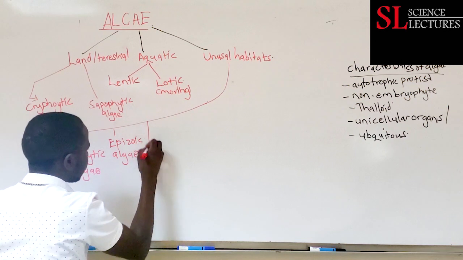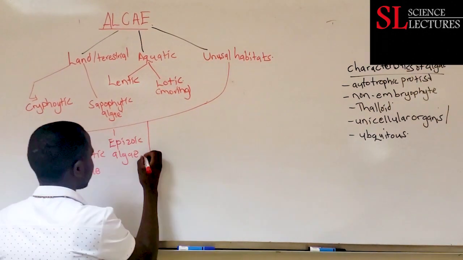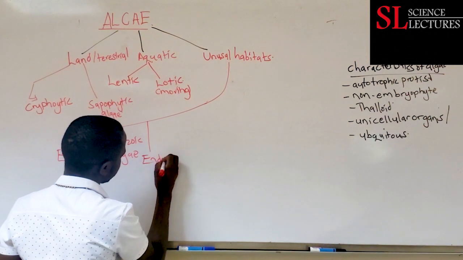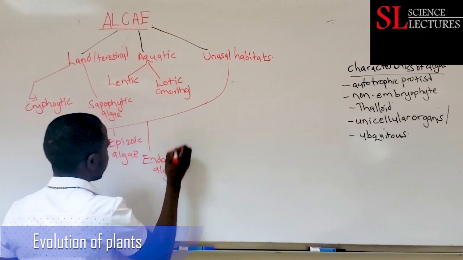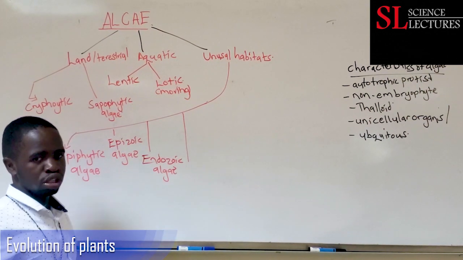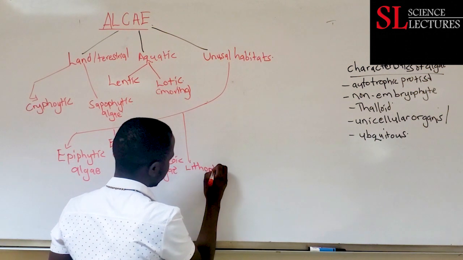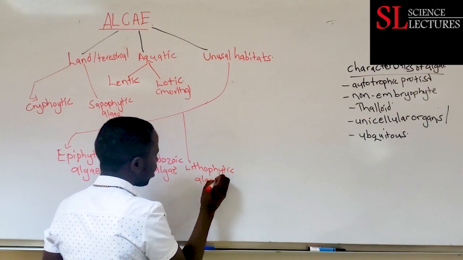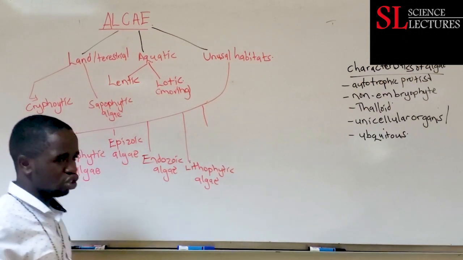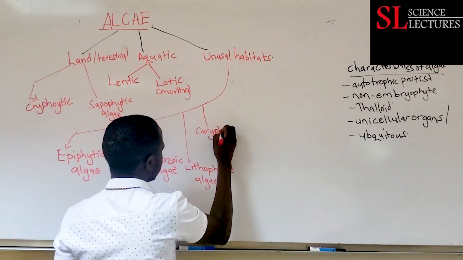Then we still have algae that grows in animal surfaces. We call that endozoic algae. Then we still have algae that grows on rocks. We call that lithophytic algae. Then we have algae that grows on top of snow. We call that caryophytic algae.